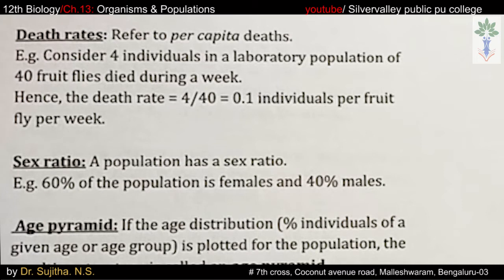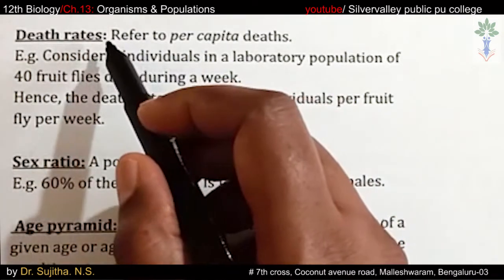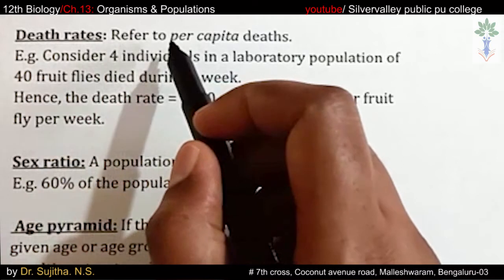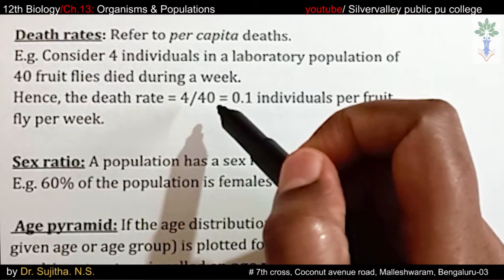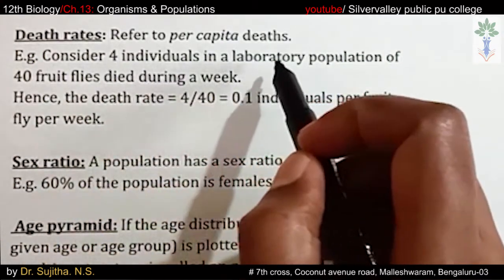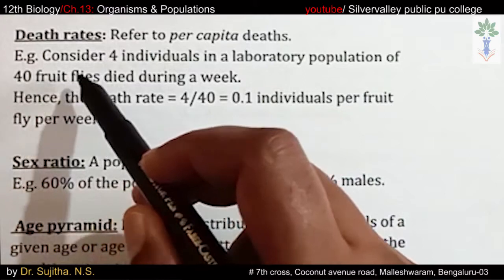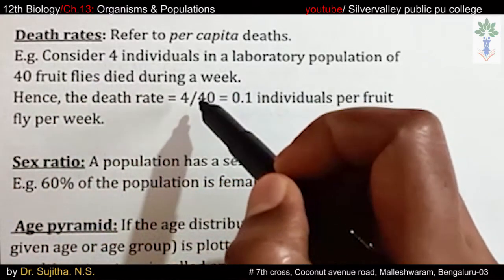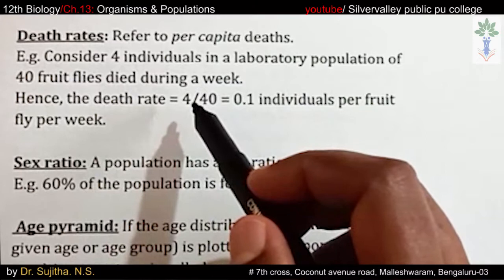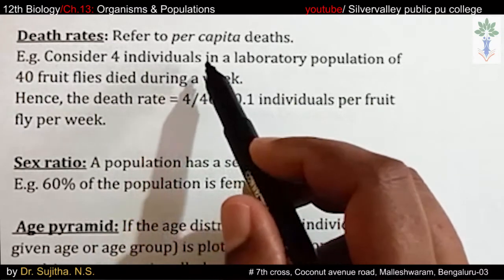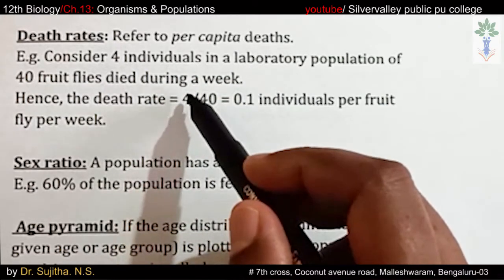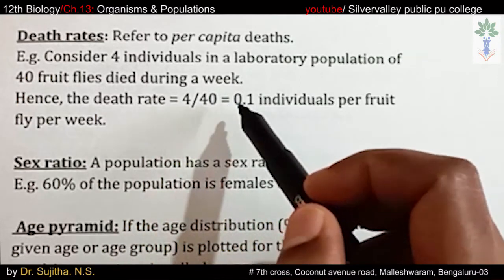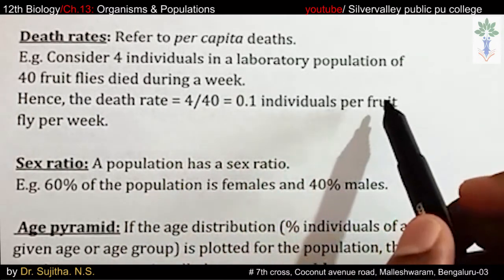The second attribute of the population is death rate. Death rate can be referred to as per capita death. Let us consider an example. Consider the 4 individuals in a laboratory population of 40 fruit flies that died during a week. So, 40 Drosophila melanogaster were cultured in the lab, out of which 4 individuals died in a week. So, you calculate the death rate as 4 divided by 40, which is equal to 0.1 individuals per fruit fly per week.